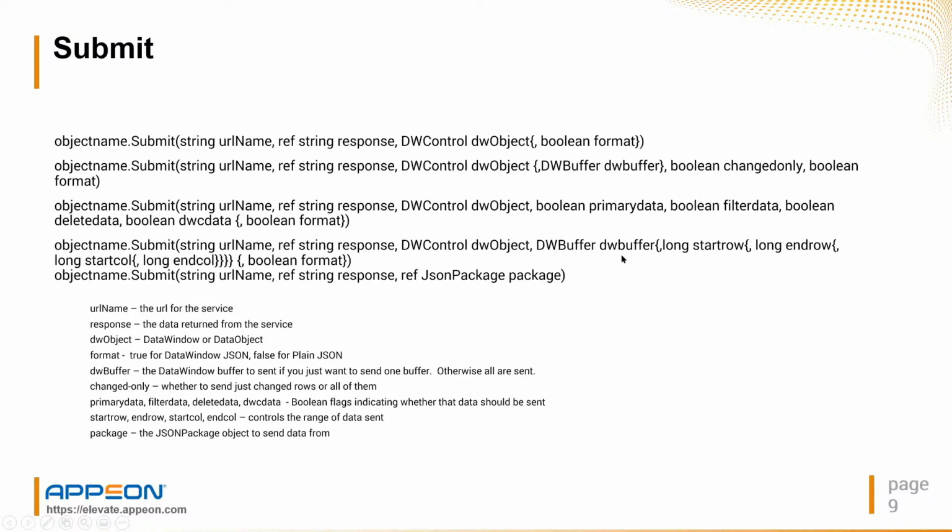And then this fourth version down here actually allows you to specify starting row, ending row, starting column and ending column out of the data window buffer. The last one is the one that sends it out of the JSON package. So you've put some JSON together manually, and you want to send that JSON in as the data, the payload of the call. So you just say URL name, your response string by reference, and then you just reference the package, and this method will actually pull the JSON out of the JSON package and send it.